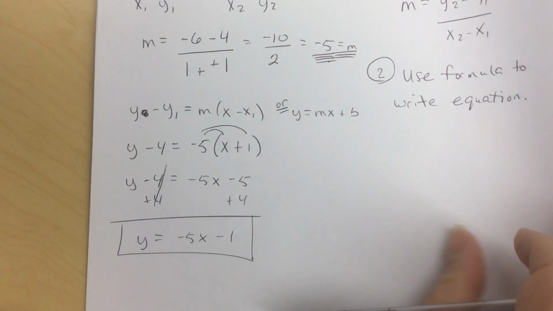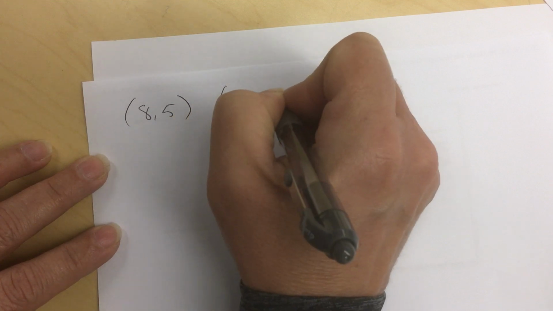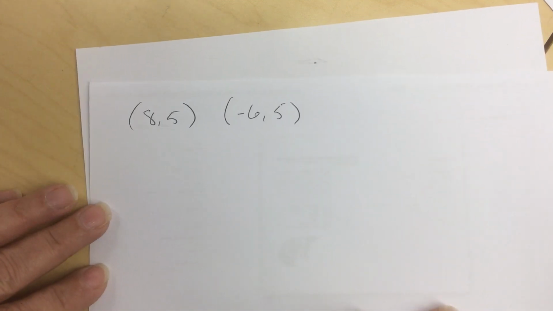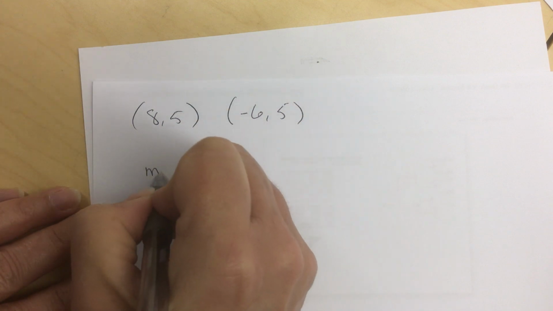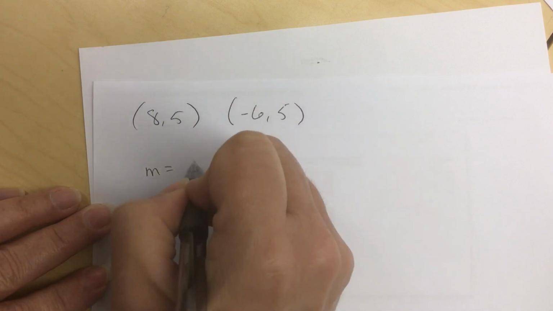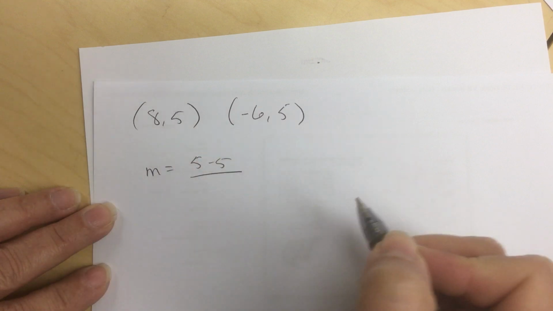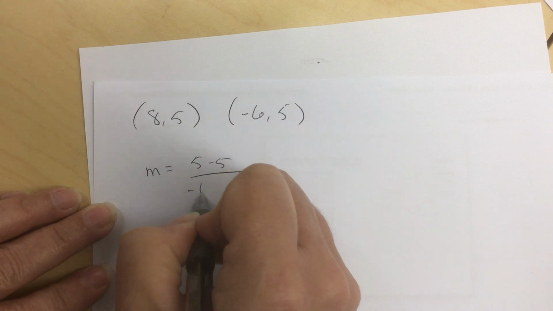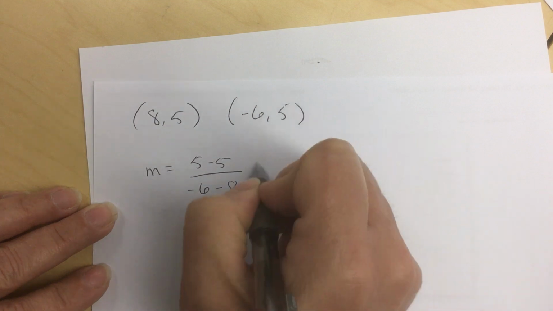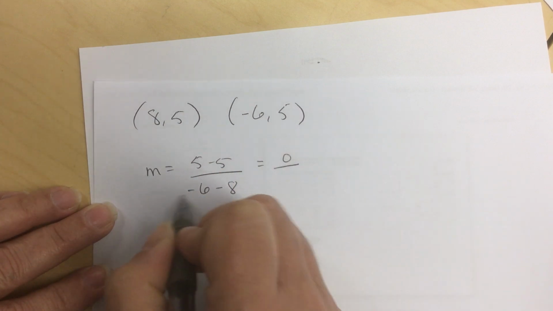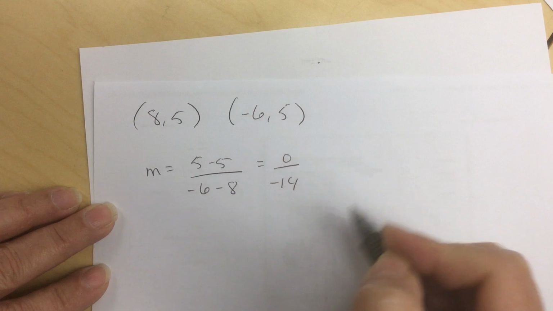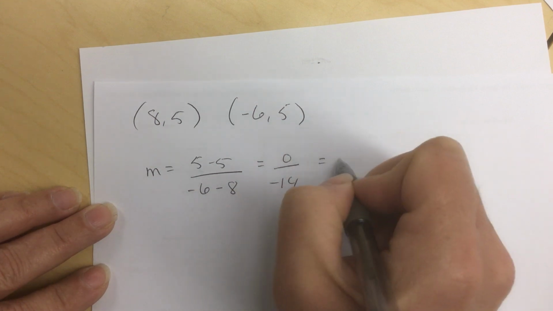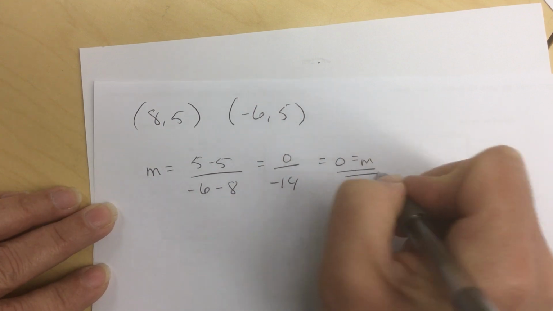Okay, now let's talk about one where you get something a little bit different for your slope. Let's say you have the point (8, 5) and the point (-6, 5). Well, the first thing you're going to do is use the slope formula. So y2 minus y1 is 5 minus 5, and x2 minus x1 is -6 minus 8. 5 minus 5 is 0. -6 minus 8 is -14. 0 divided by any number is 0. So my slope is 0.